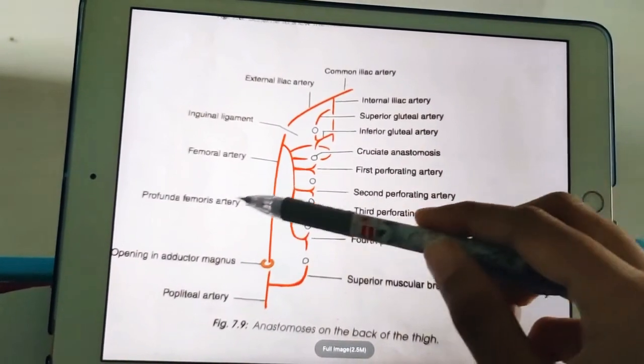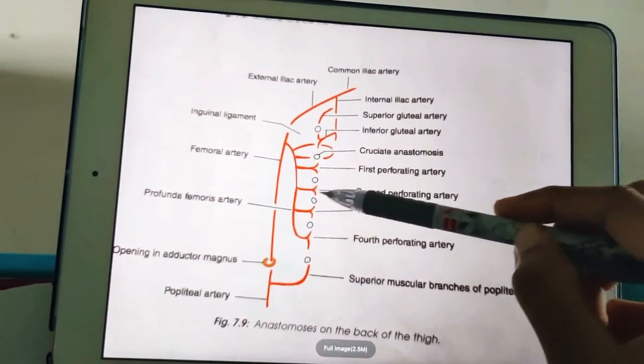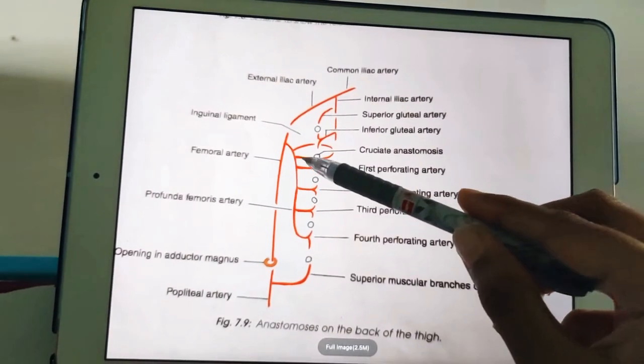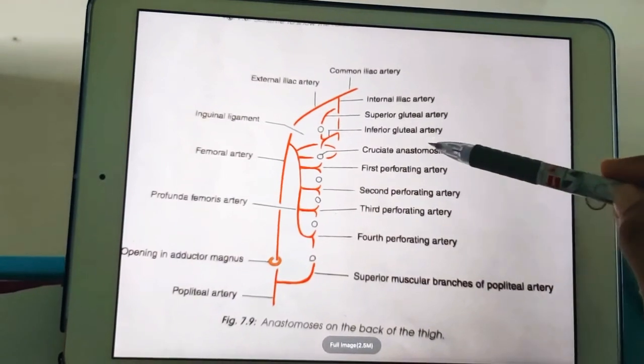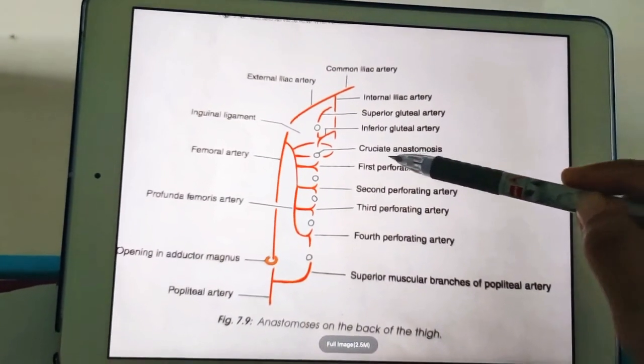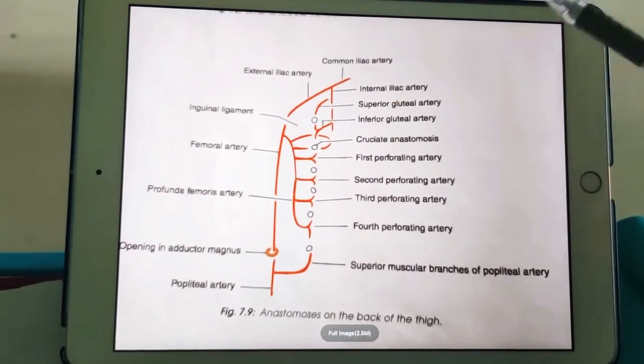In the cruciate anastomosis, you have your first perforating artery, so they all anastomose, and also you have your circumflex artery, so they anastomose to form the cruciate anastomosis. So this is about our anastomosis on back of thigh.